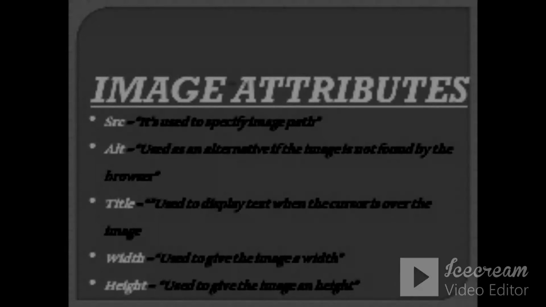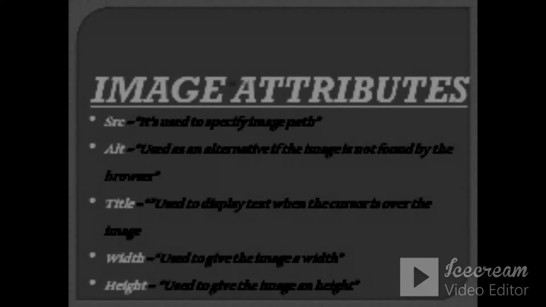So the next is the title attribute. It is used to display text when the cursor is over the image. So when you move your cursor over an image, you are going to see a text, maybe that you want the person checking your website to see. So if you move your cursor over the image, you're going to see the text.